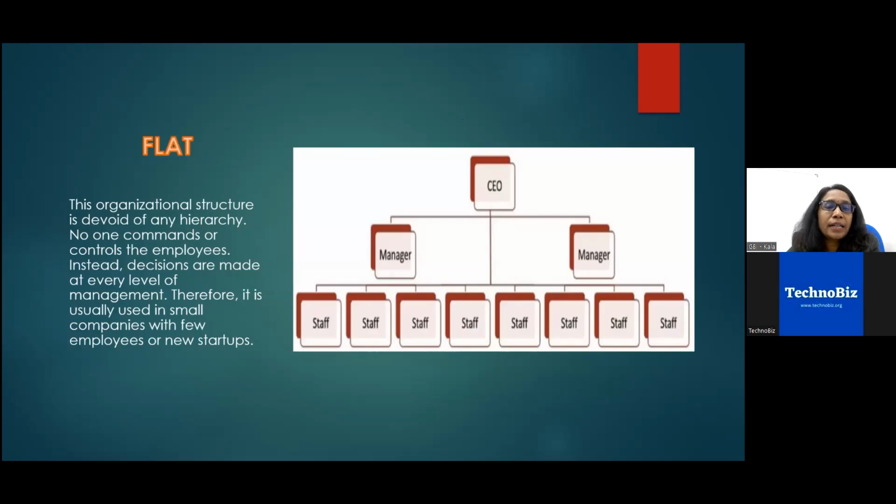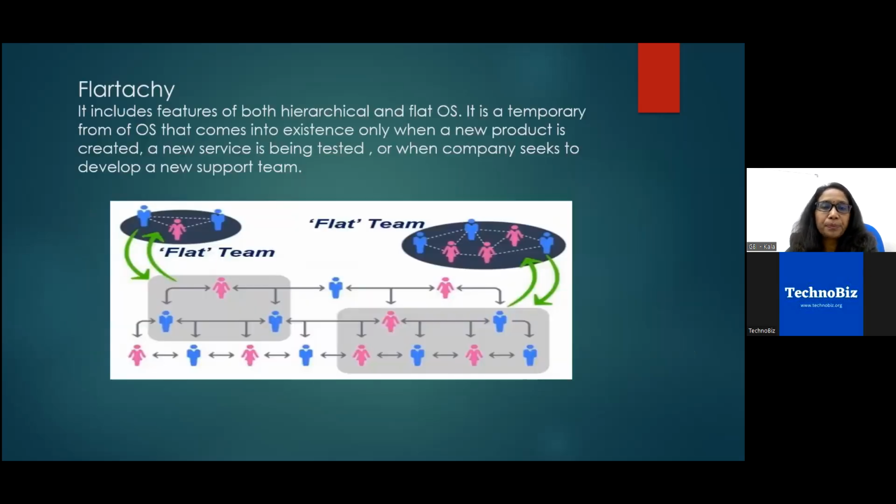This is called flat organizational structure. This organizational structure is devoid of any hierarchy. No one commands or controls the employee. Instead, all decisions are made at every level of management. Therefore, it is usually used in small companies with few employees or any new startups.